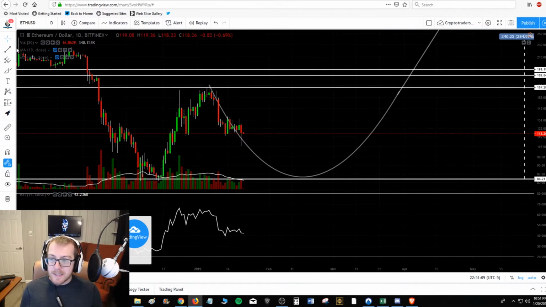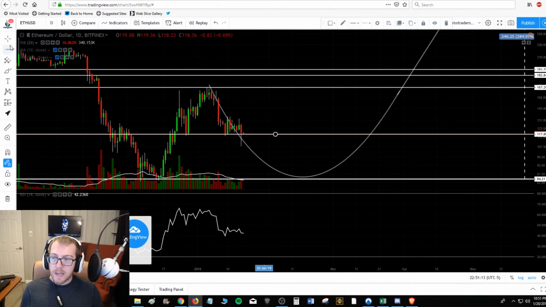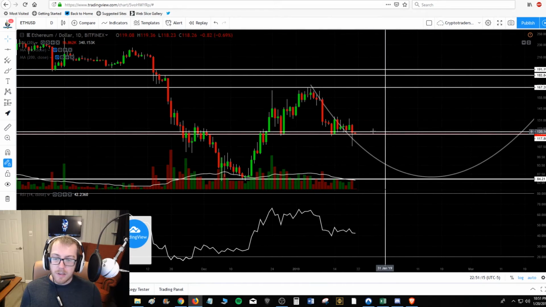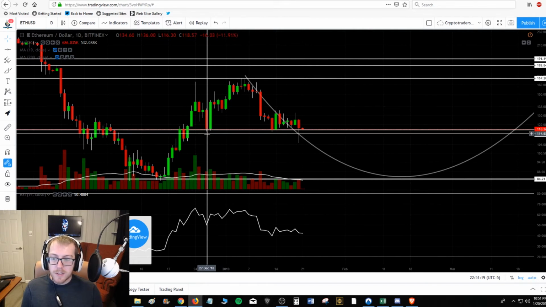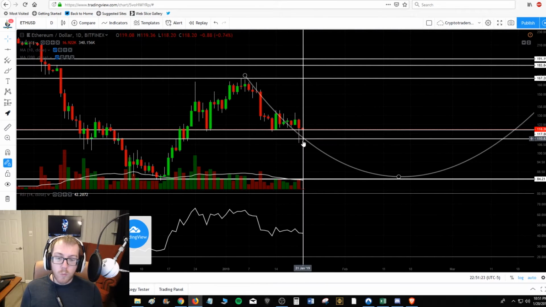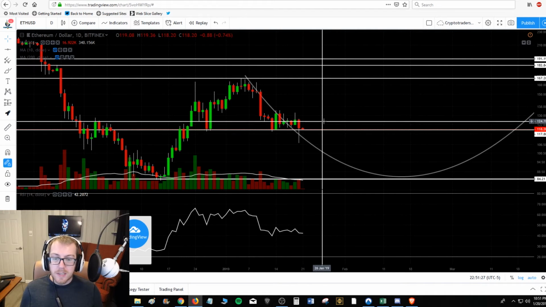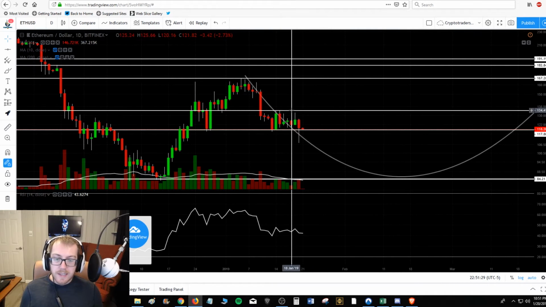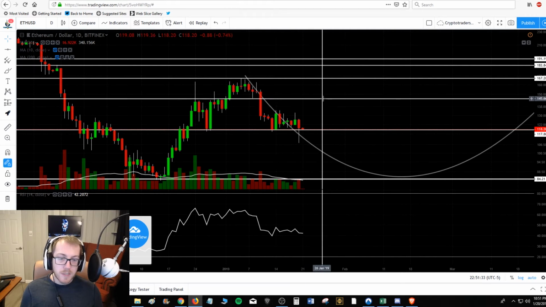Now, that being said, what you also have to take into consideration is the horizontal support that it's near, and this long wick that got bought up today. So looking at the horizontals, we see there was some support right here, acted as support right here. It wicked below this line, but it ended up closing above this line, which is actually a pretty good sign. So there is a chance that Ethereum does get a bounce here, a bigger bounce, but I still think it's a pretty risky play.